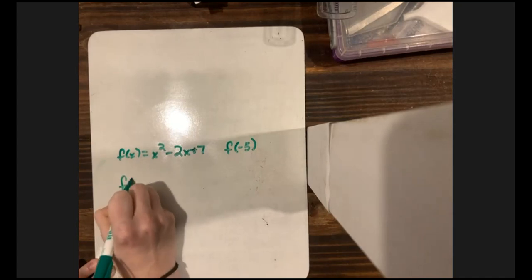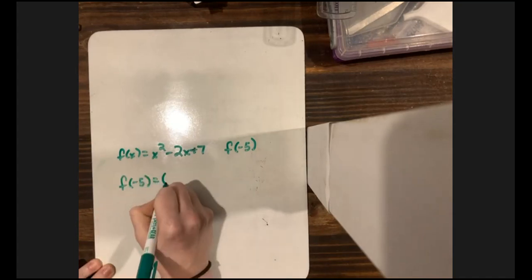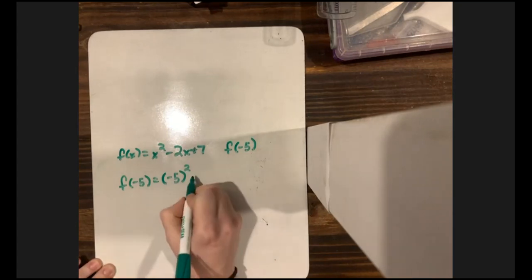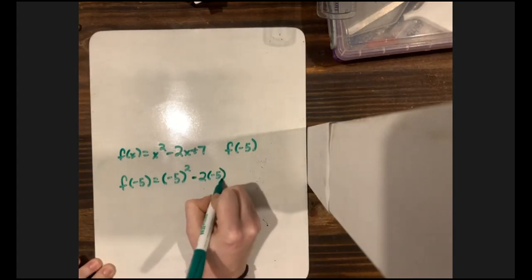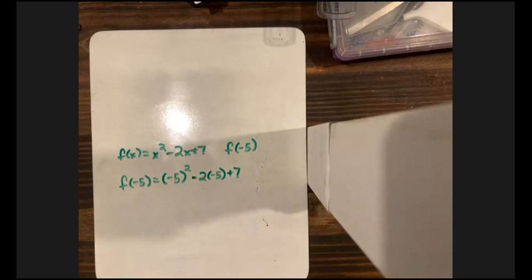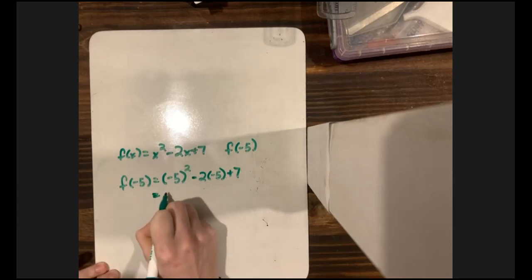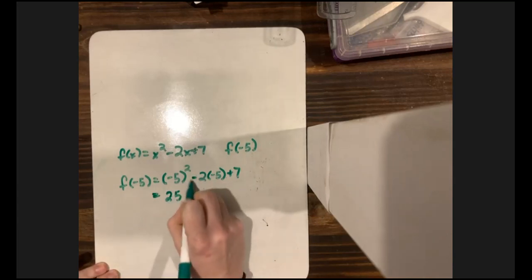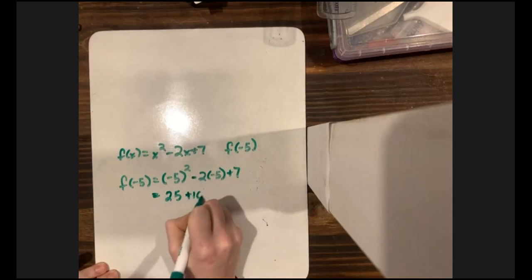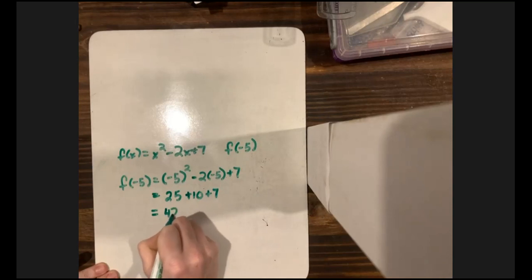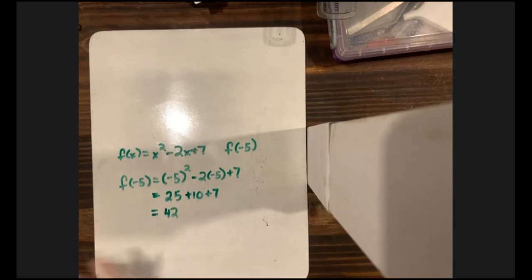So f of negative 5 is, and I encourage the use of parentheses when you're plugging in your value, just to make sure that you do the algebraic manipulation correctly. So negative 5 squared is negative 5 times negative 5, which is 25. Then negative 2 times negative 5 is going to be 10. And then plus 7. 25 plus 10 is 35, plus 7 is 42. So f of negative 5 is 42.